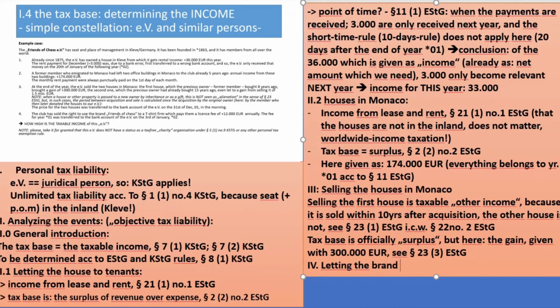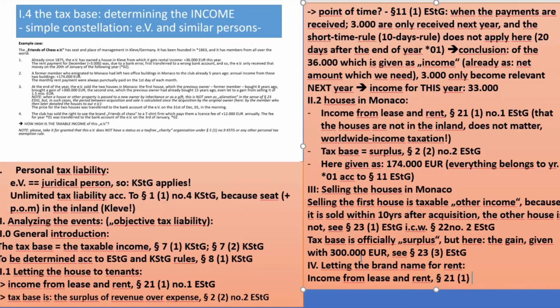Letting the brand name for rent. This is probably income from lease and rent. And we will have to confirm that later, probably paragraph 21.1. And, okay, why should we postpone it to the future? Let's just have a look into that Tax Act again. If income from letting a right for rent is also a part of lease and rent income type.